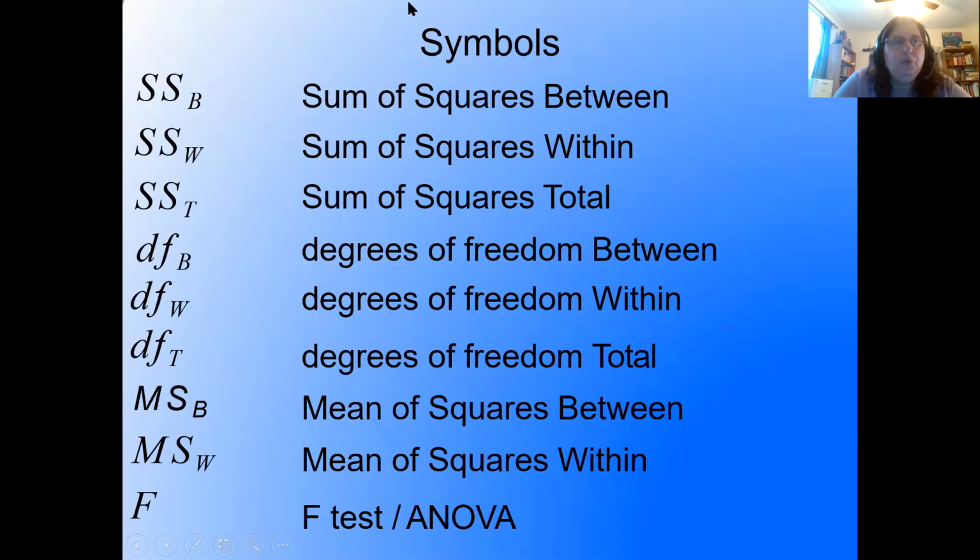SSB, sums of squares between. SSW, sums of squares within. SST, sums of squares total. DFB, degrees of freedom between. DFW, degrees of freedom within. DFT, degrees of freedom total. What do these all go with, by the way? This next batch, can you remember? Goes with ANOVA. Okay, MSB, mean of squares between. MSW, mean of squares within. And F test or ANOVA.